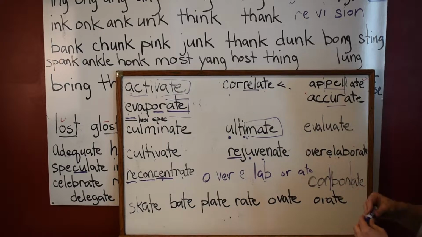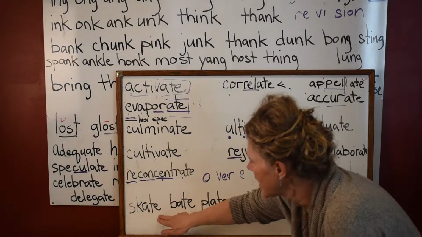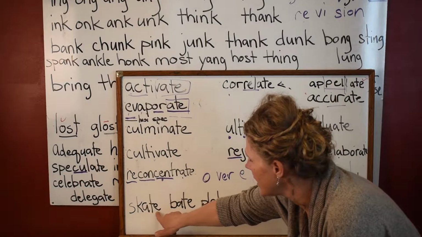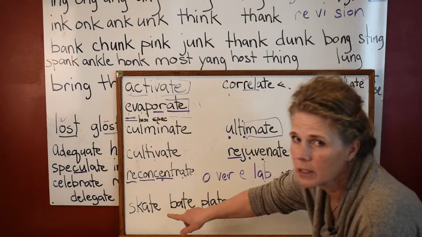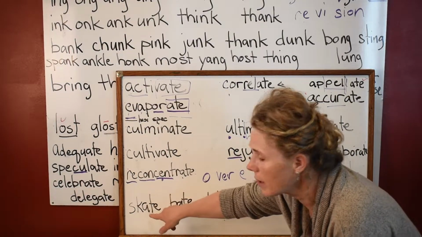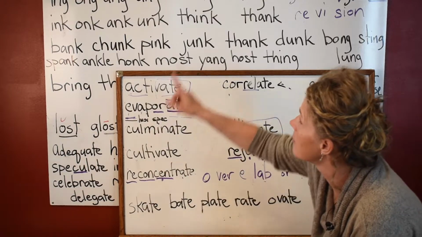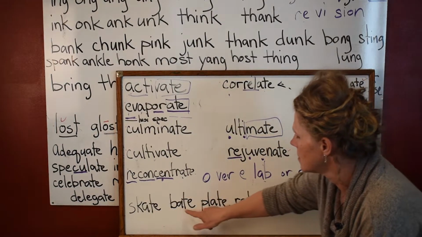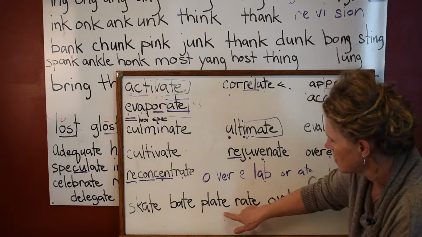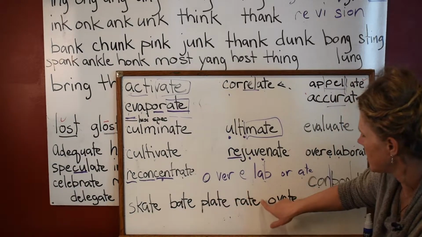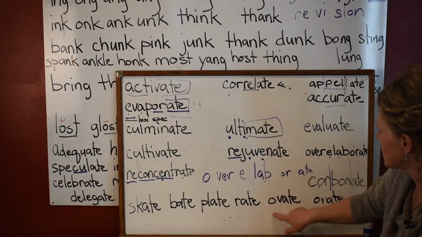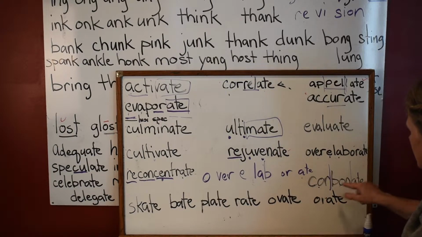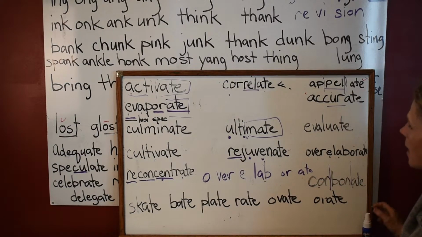Now look at these words right here. Skate: if you have an ATE unit sound here, this is a one-syllable word. This is not a unit syllable. This is a silent E syllable. Skate, silent E, bait, plate, silent E, rate, silent E, ovate. This one's a silent E, orate, and this one is a silent E syllable.